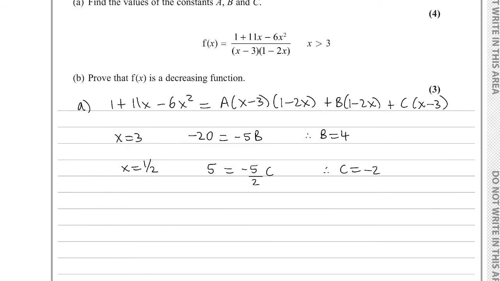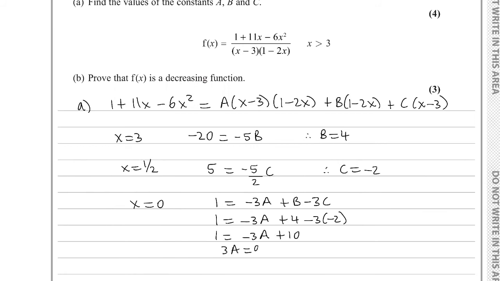And I'm running out of good values for x. I'm just going to put x is 0 and I'll get 1 is minus 3a plus b minus 3c. I'm substituting b with 4 and c with negative 2. And I get 1 is negative 3a plus 10. So 3a is 9. So a is 3. We were only asked to find the values of a, b, and c. Don't do anything else. So a is 3, b is 4, c is negative 2. That was the first part.